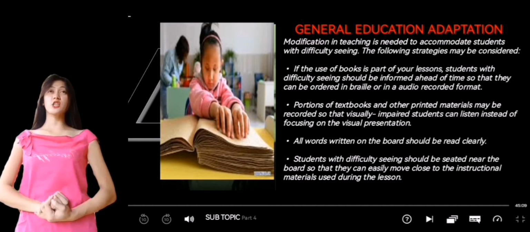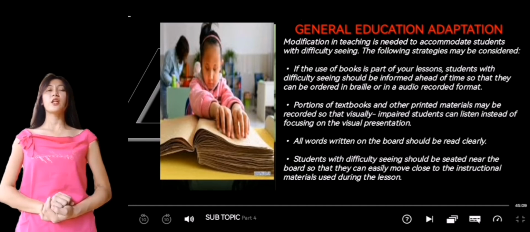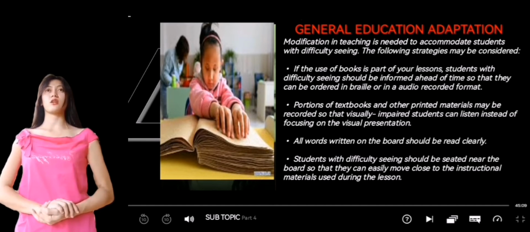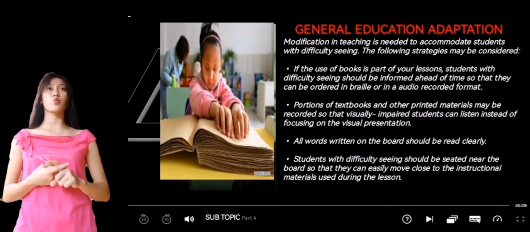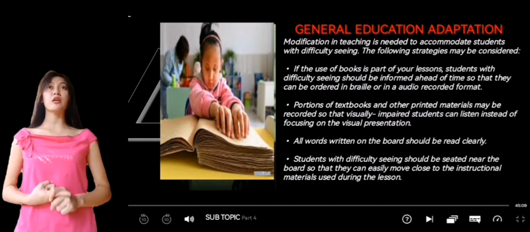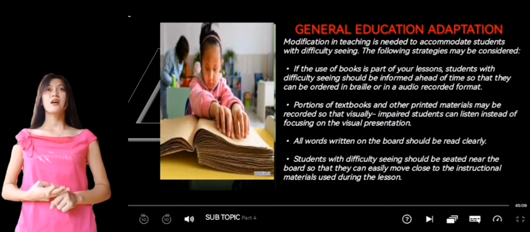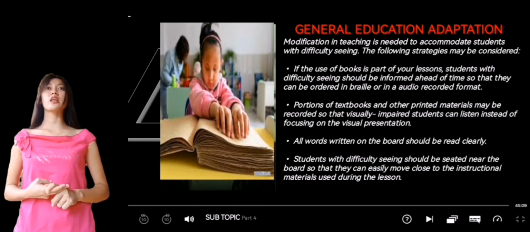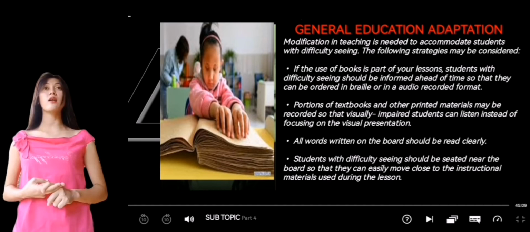Modification in teaching is needed to accommodate students with difficulty seeing. The following strategies may be considered. First, if the use of books is part of your lessons, students with difficulty seeing should be informed ahead of time so that books can be ordered in braille or in an audio recorded format. Second, portions of textbooks and other printed materials may be recorded so that visually impaired students can listen instead of focusing on the visual presentation.